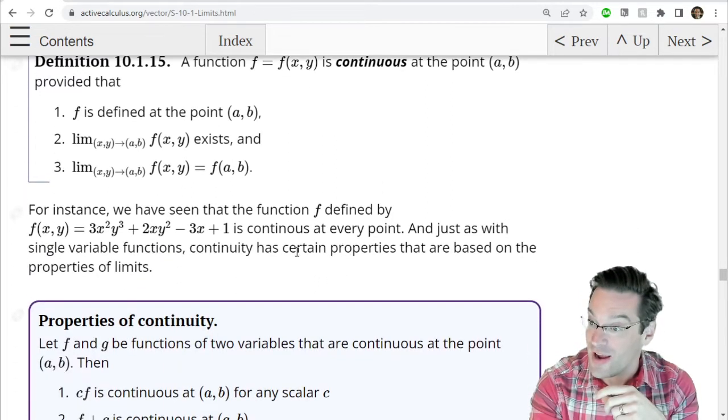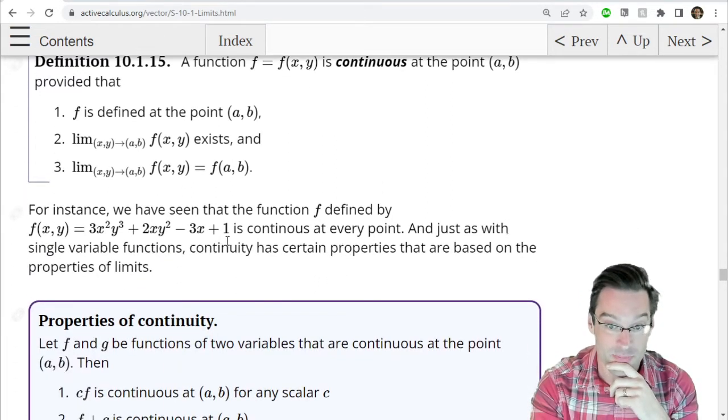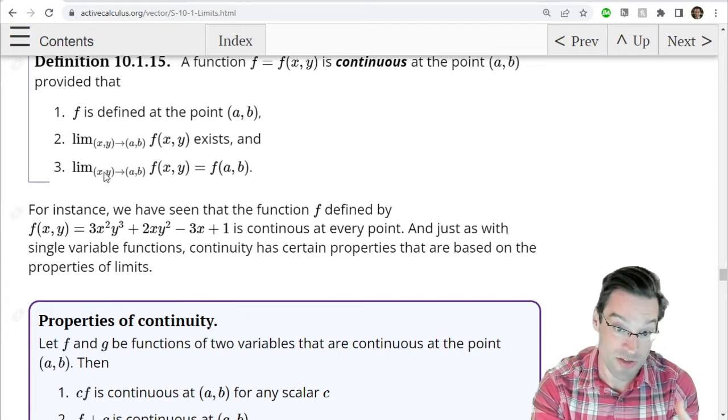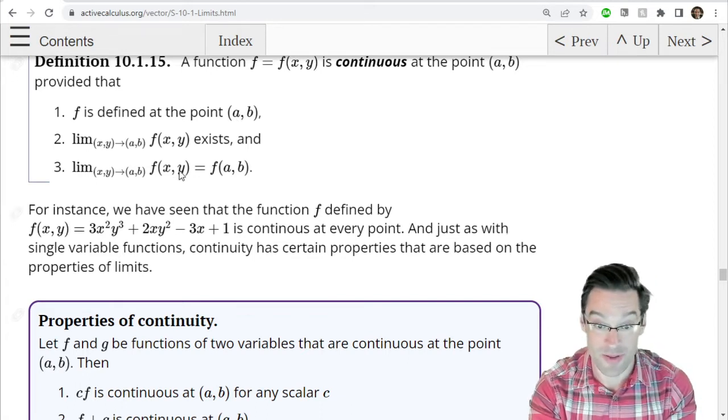So if I wanted to find the limit of, say, this polynomial function, if I know that it's continuous, and I want to take the limit as we approach, I don't know, (2, 6), then all I have to do is plug in 2 for x and 6 for y and get the value of the function, because for continuous functions, the value and the limit are the same thing.